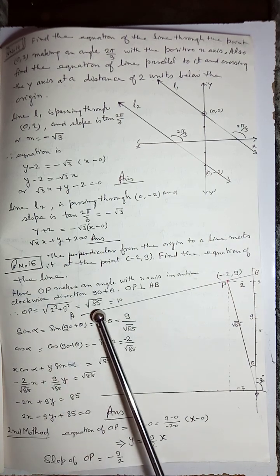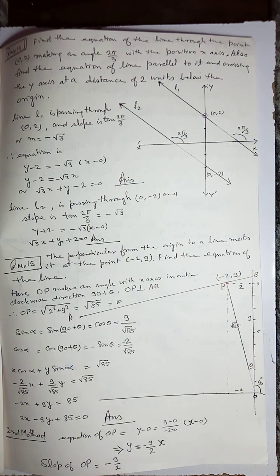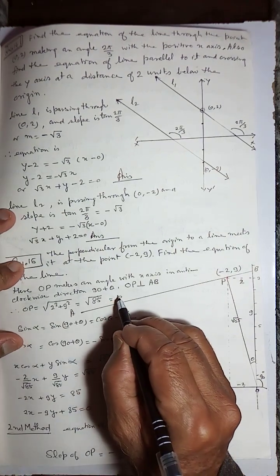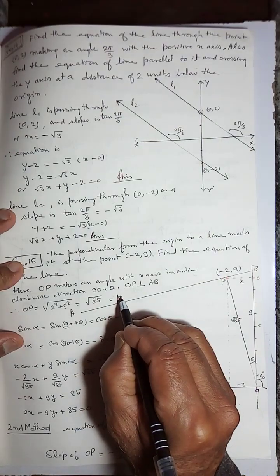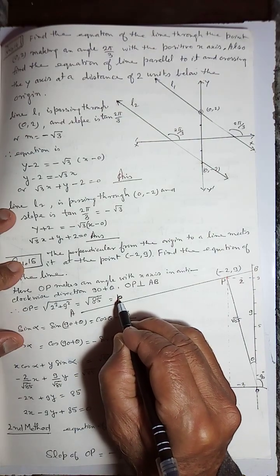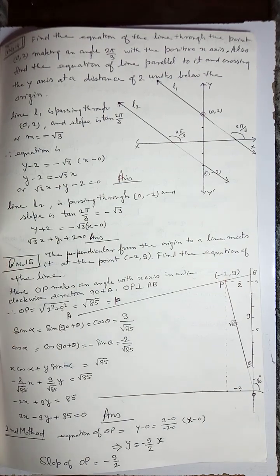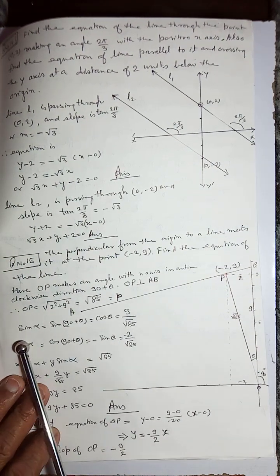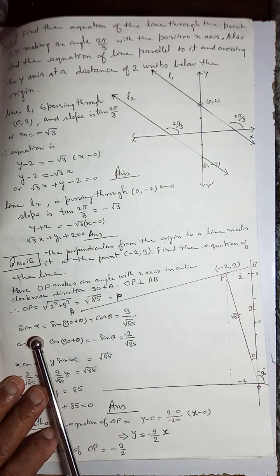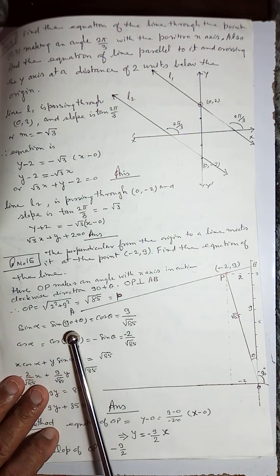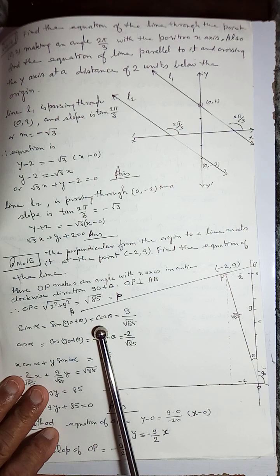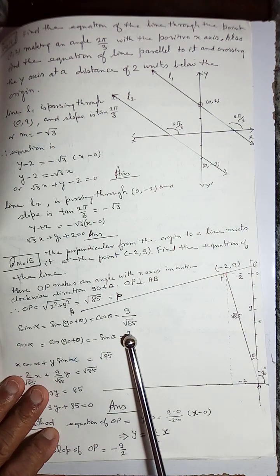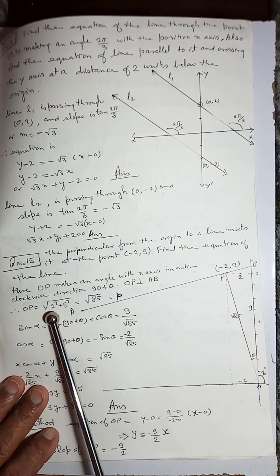OP is equal to root 85, and this is equal to P. P means the perpendicular distance. Now find out the value of sine alpha: sine alpha is equal to sine 90 plus theta, that will be equal to cos theta. So 9 by root 85, you see, we have done.